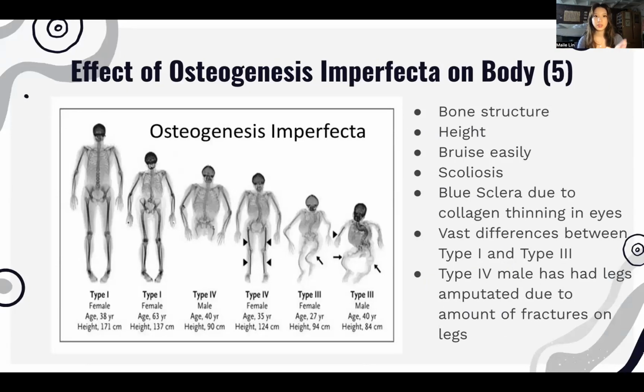Now I also want to just show the effect on the body. This is a picture of real scans of people with OI. It affects your bone structure, your height. You'll bruise more easily. You can have scoliosis because your bones are not strong enough to support your body. Blue whites of your eyes due to collagen thinning. There's also huge differences between type 1 and type 3. In type 1, you might not even be able to physically see a difference, but in type 3, you can. And then I also thought it was interesting how the type 4 male had his legs amputated because it was easier to amputate his legs rather than just live with them.